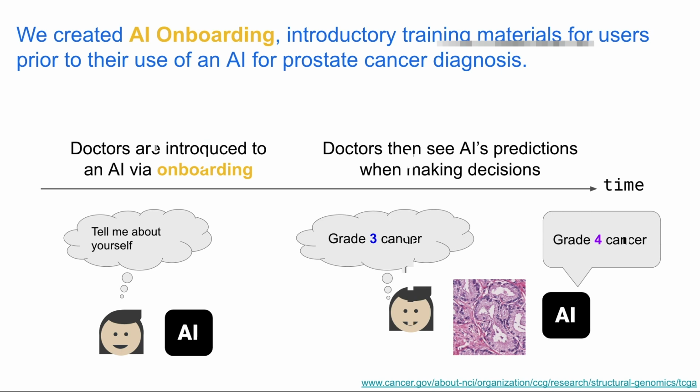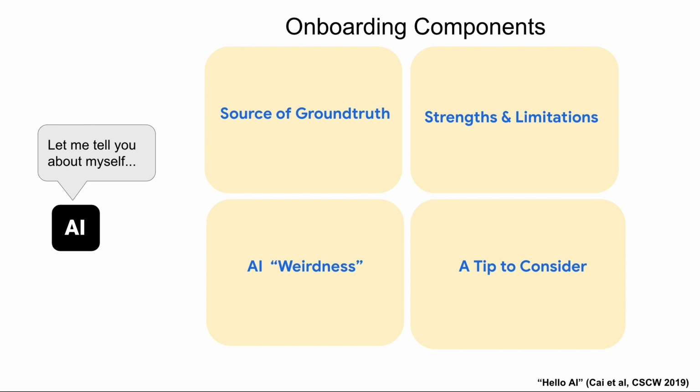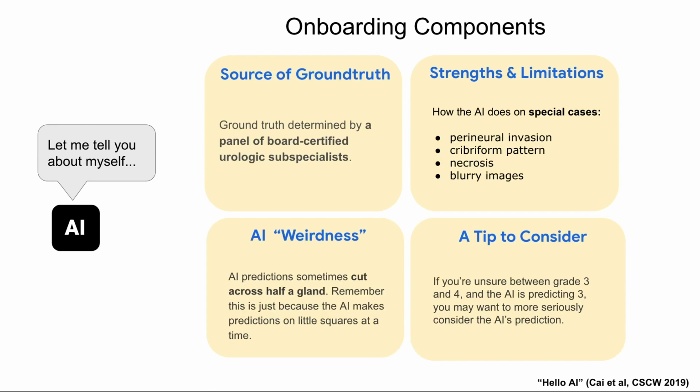of AI. Here's an example of onboarding materials for an AI for prostate cancer diagnosis. From prior research, we found these categories of information particularly useful for doctors to learn about an AI during onboarding, such as its source of ground truth, its strengths and limitations, the ways it might act weirdly compared to human ways of thinking, and an actionable tip so that users know when to rely more on the AI and when to rely more on their own expertise.